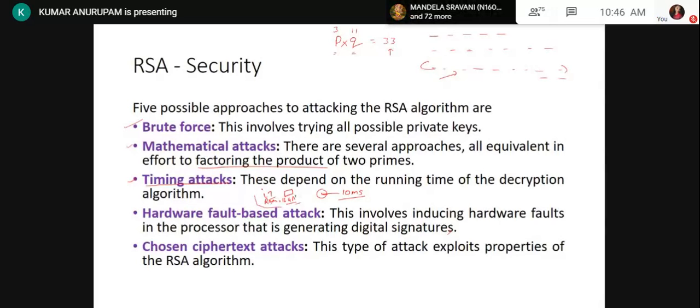So what the attacker will do is try to analyze how much time it takes for the decryption algorithm to decrypt the ciphertext into the plain text. By doing that, the attacker can guess what could be the plain text.